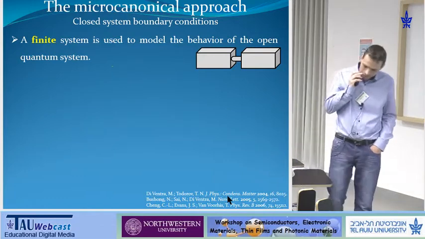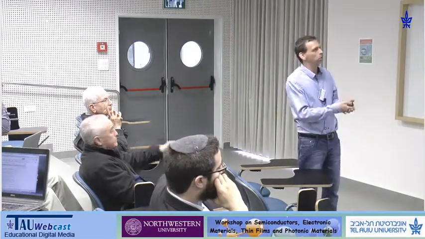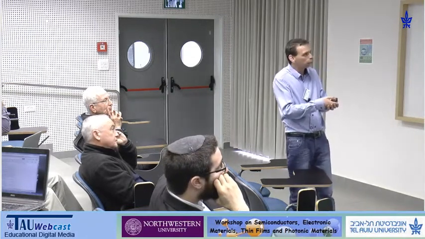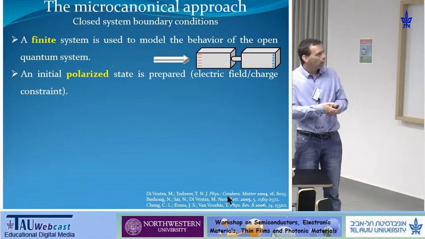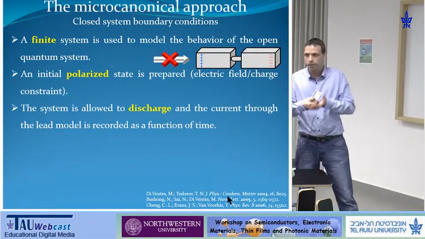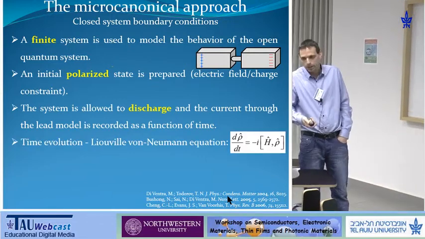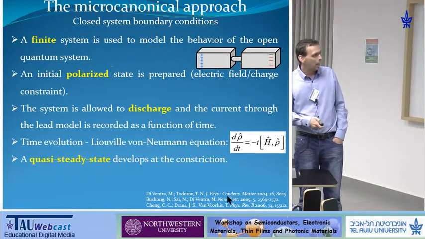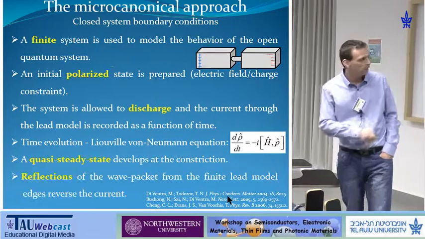So what I'm going to show you first is the microcanonical approach by Max de Ventra, and Troy Van Voorhis has been working on a similar approach. Here you really treat a finite system. You take a system which has a left lead, a right lead, and a molecule in between, and it's finite. Then you put an electric field on it on one side, and you get some charge polarization, minus on one side and plus on the other side. What you then do is switch off the field, and you get some discharge of your system. When you get this discharge, you solve the time-dependent Schrödinger equation in the density matrix formulation. So it's just the time-dependent Liouville-Neumann equation. And at a certain point, you get what they call a quasi-steady state. And I'm going to show you what it is in a minute.